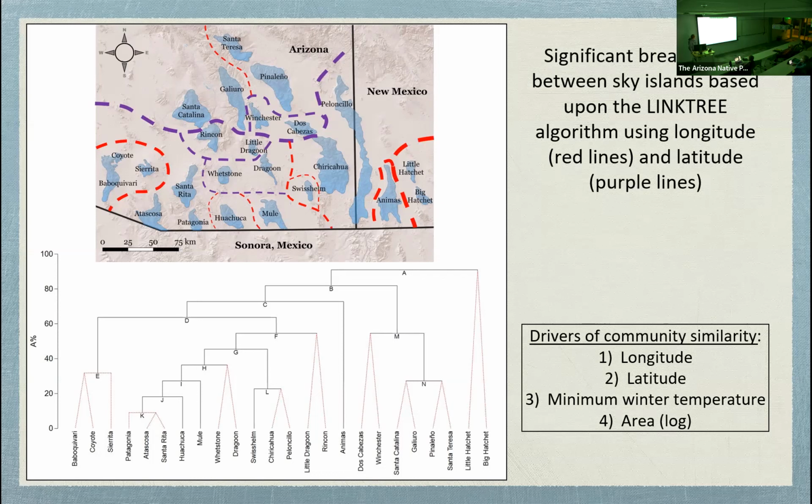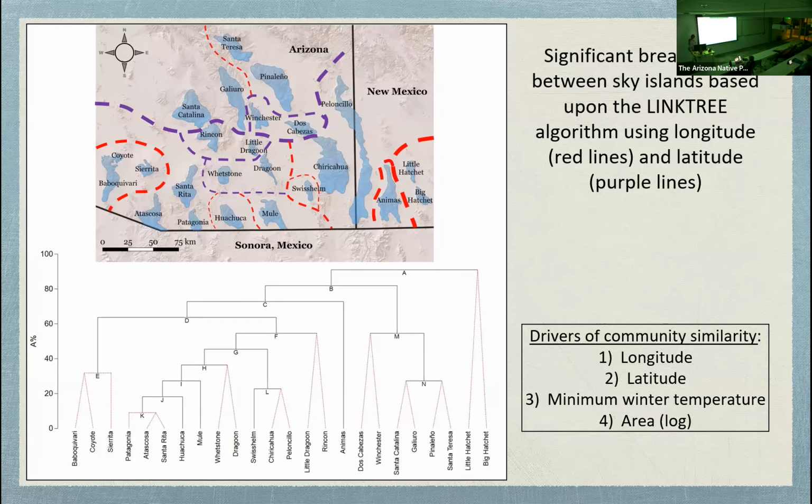And in the bottom right corner of this slide, you can also see what the drivers of the community similarity were. Longitude is the biggest driver. So very different than the others, where climate was the main driver. Subtropical plants are primarily a function of climate in the Sky Islands, not a surprise.